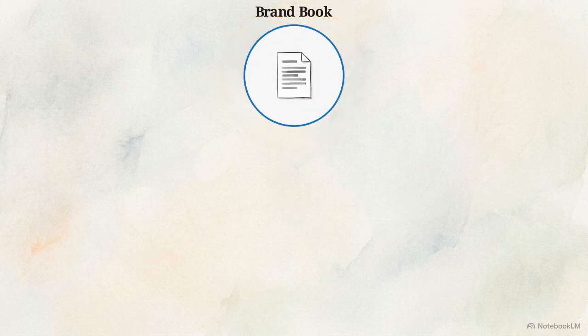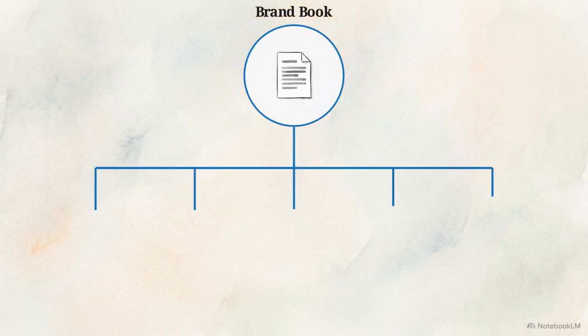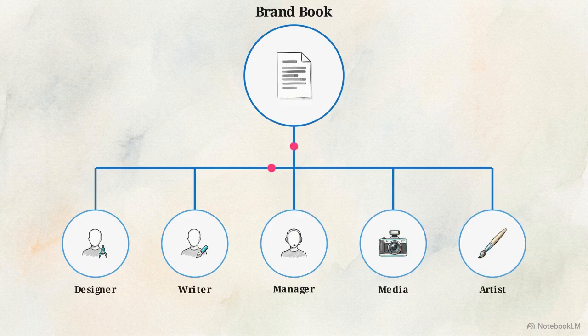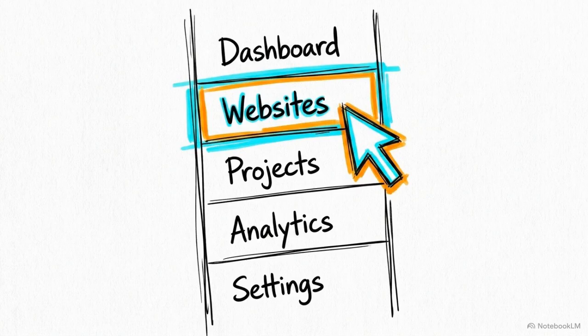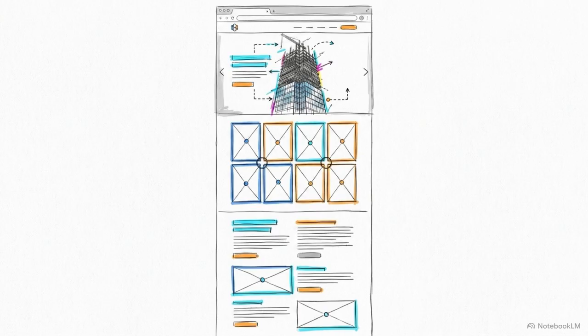Compiling these rules into a central document immediately elevates a solo operation. You now have a scalable business asset that maintains strict consistency as your team grows. Open the Websites tab to establish the final stage of your digital infrastructure. Without writing a single line of code, the tool drafts a full landing page in under 60 seconds.